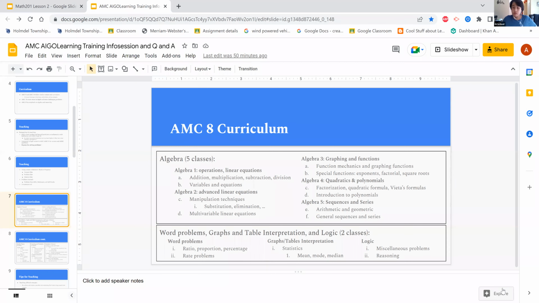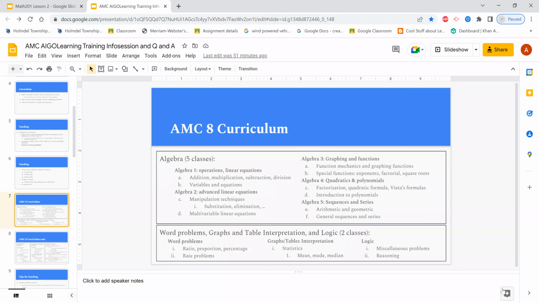AMC 12 does cover all of pre-calculus, except not vectors or matrices. It doesn't cover polar coordinates, but it does cover complex numbers, and actually, I think it does cover polar coordinates. Trigonometry, logarithms, functions like floor, and also complex numbers.